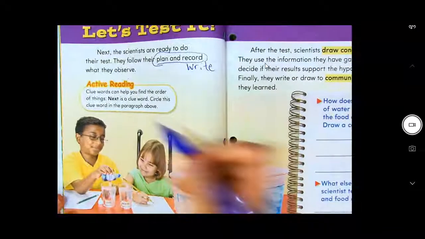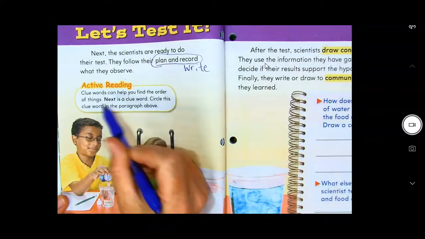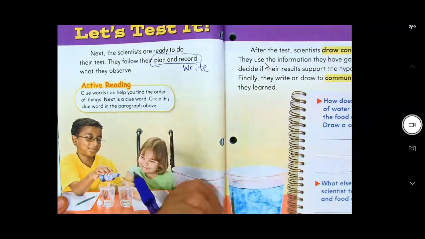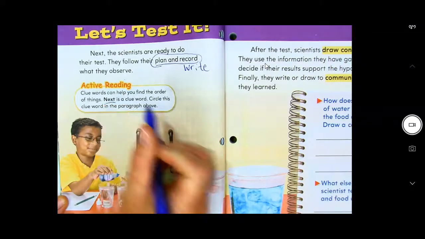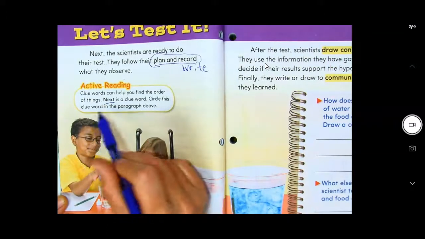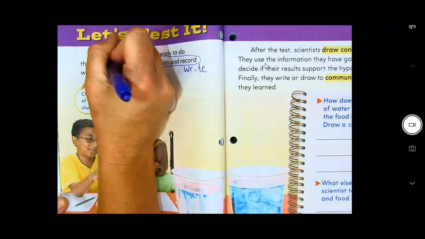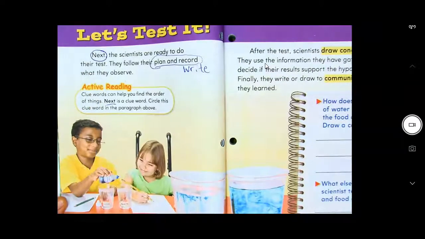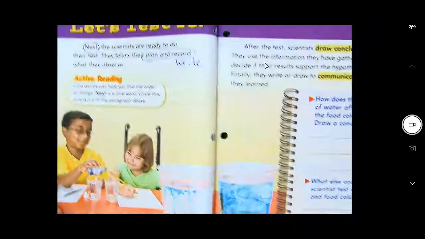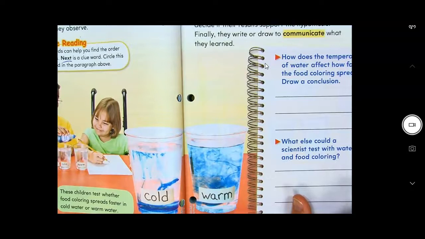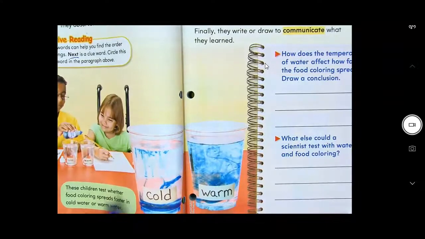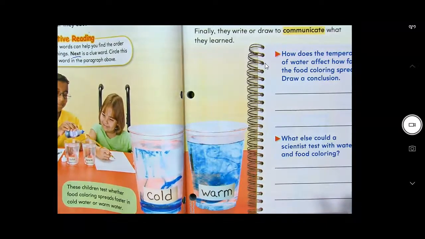Okay. So clue words, once again, can help you find the order of things. The order of things is sequence, remember? Next is a clue word. So the word next is a clue word. Circle this clue word in the paragraph above. Next. Here's their experiment. Okay, what do you see happening? These children test whether food coloring spreads faster in cold water or warm water. That is what they're testing.